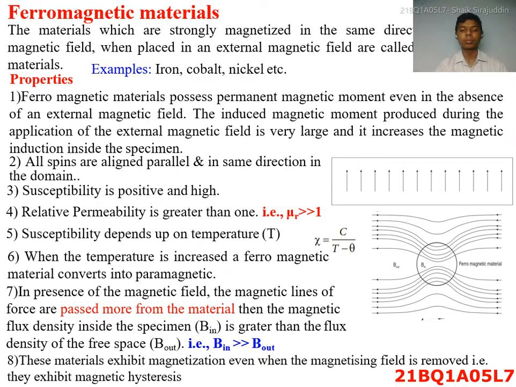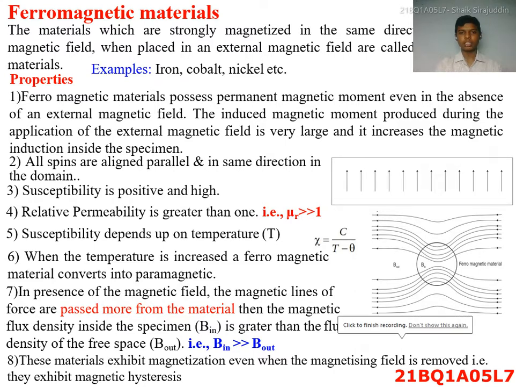Susceptibility depends on temperature. When the temperature is increased, ferromagnetic materials convert into paramagnetic materials. When the magnetic lines of force pass through the material, the magnetic flux density inside the specimen is greater than the flux density of free space. Therefore, B in is far greater than B out. These materials exhibit magnetism even when the magnetic field is removed; they exhibit hysteresis. And finally, these materials consist of small magnetic regions called domains.